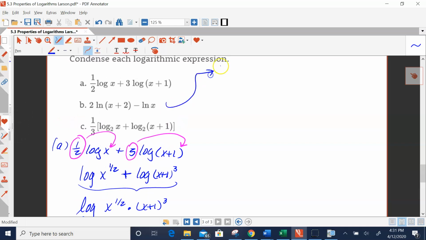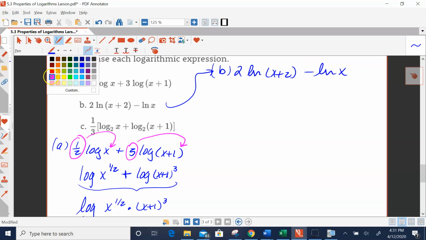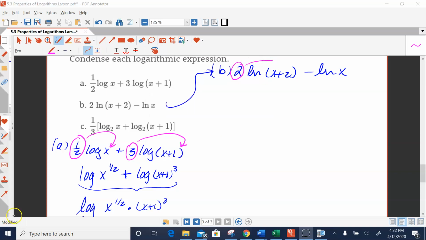So let's look at B. 2 ln of x plus 2 minus ln x. We'll get started. Look and see if there are any coefficients. This one has a coefficient of 2, which means it was originally an exponent on this argument right there. So first step is to look for those coefficients. So then I'll have ln of x plus 2 squared, bringing that 2 up as an exponent, minus ln x.